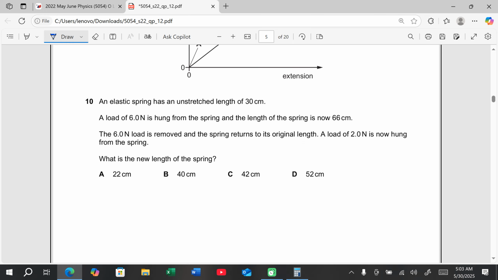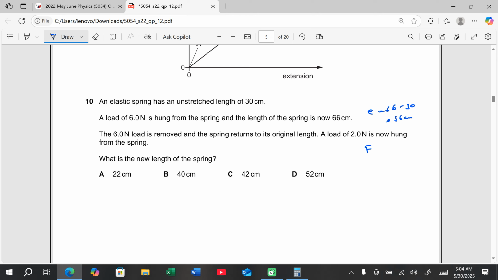An elastic spring has an unstretched length of 30 centimeters. A load of 6 newtons is hung from the spring, and the length of the spring is now 66. So the extension will be equal to 66 minus 30, so that is going to be 36 centimeters. The 6 newtons is removed and the spring returns to its original length. A load of 2 newtons is now hung on the spring. What is the new length?